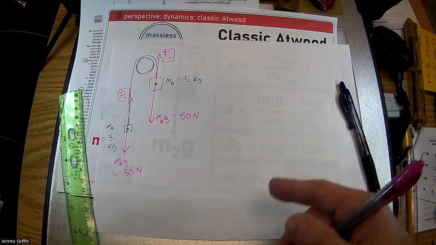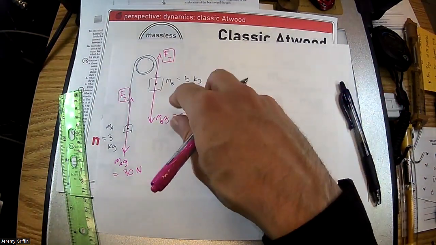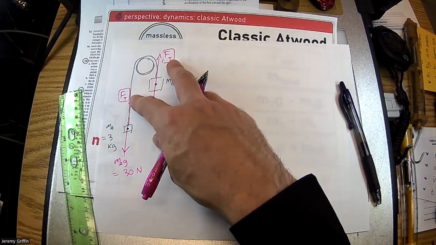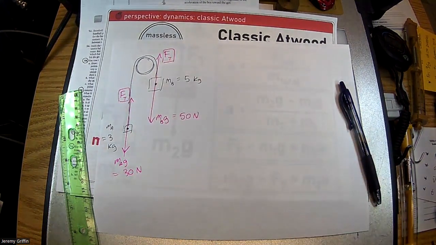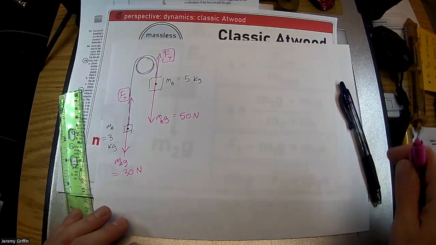Okay? And how these Atwoods work out, having done many of them over the years, it ends up being a little bit less than that. So it's probably going to be a little bit less than 40 newtons. That's what I'm guessing. Okay, a little bit less than 40 newtons. Right? But we're going to find out for sure.